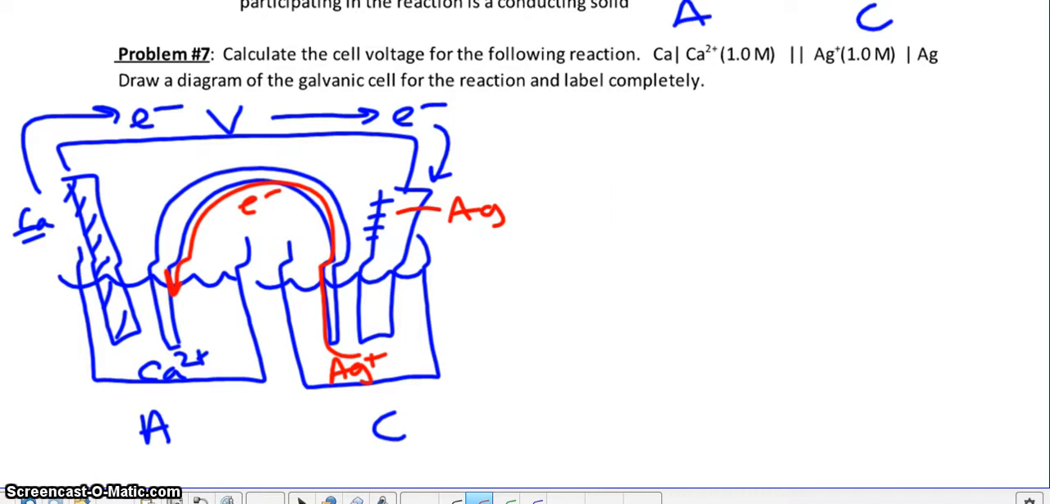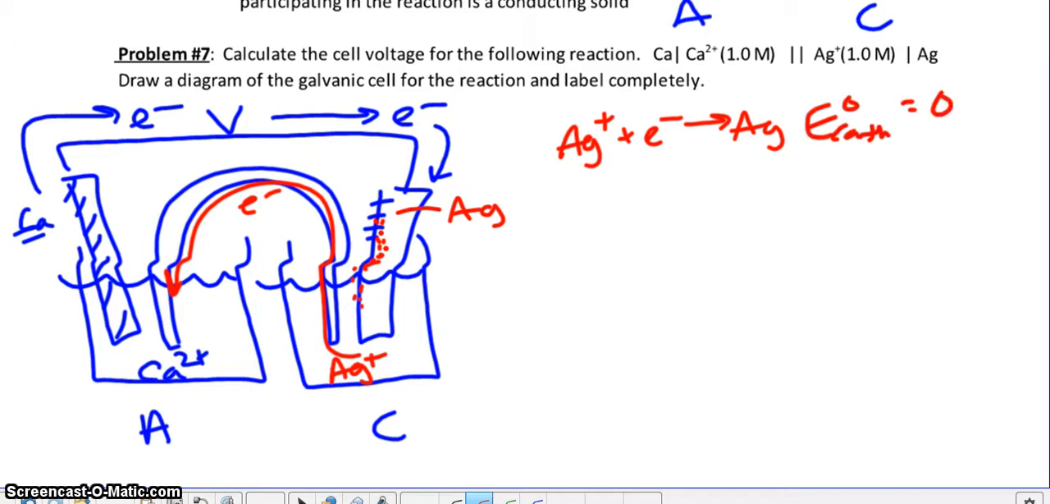Now I actually have to calculate the cell voltage. All right, so let's do my silver first. Silver ion is being reduced to make silver metal. So I'm going to be plating out more silver metal on my cathode. And when I look up silver, the E naught of the cathode is 0.80 volts. There it is. That's my reduction. Let's do my oxidation.